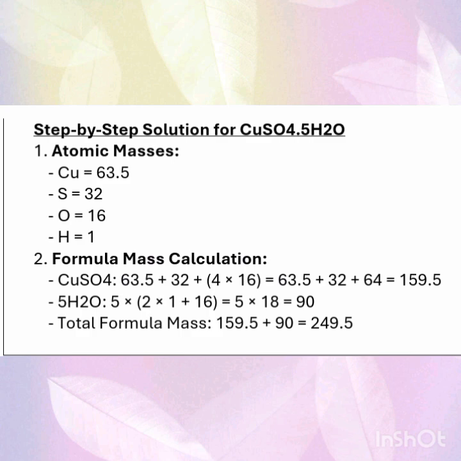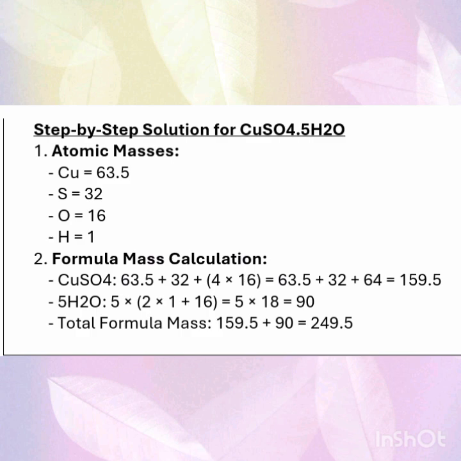The atomic masses are given as copper is 63.5, sulfur is 32, oxygen is 16 and hydrogen is 1. Now according to the formula CuSO4.5H2O, you just have to add all these masses and multiply it with any number if it is given in the subscript, like oxygen. There are 4 atoms of oxygen, so you have to multiply the mass of oxygen 16 with 4, then we will get the value 64.